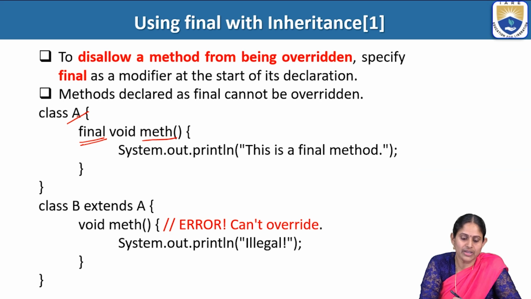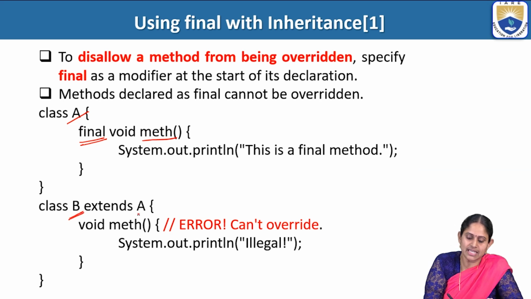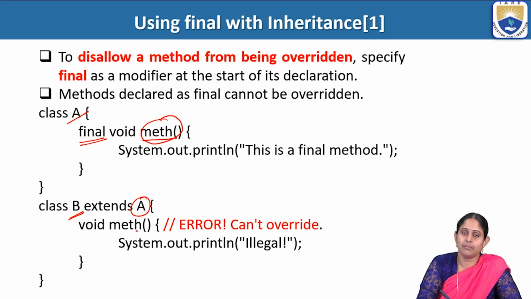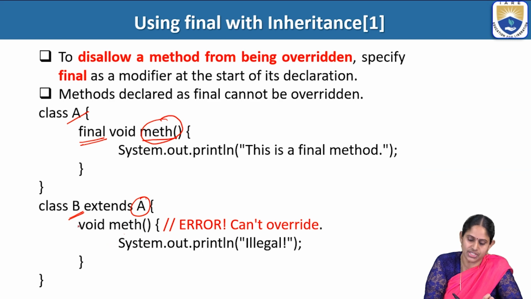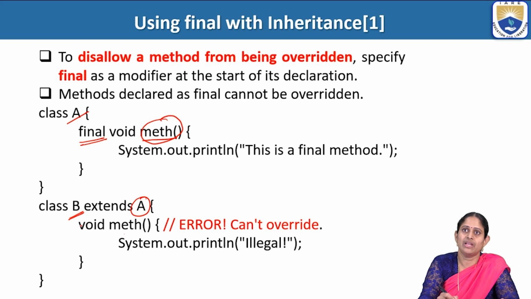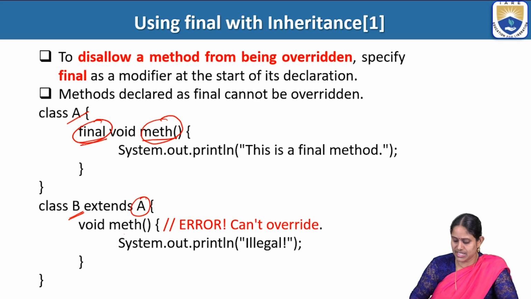So now we are having a class B which is inheriting the class A. So B class will inherit all the members of the class A. That means it will inherit the method meth also. But the meth cannot be overridden. That means meth cannot be changed. Its implementation cannot be changed by the child class B. So when we define any method as final, by keeping the final keyword in front of it, we are preventing the overriding of that particular method by the child class.